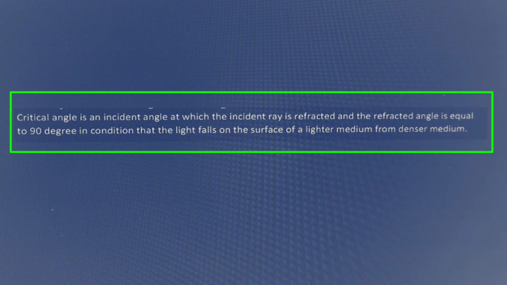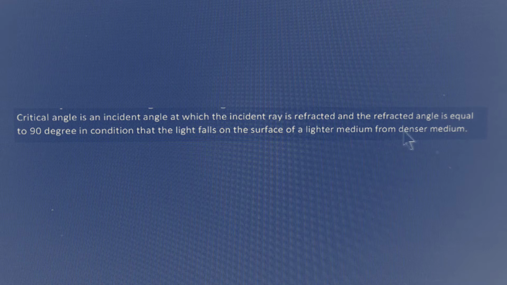What is critical angle? Critical angle is an incident angle at which the incident ray is refracted and the refracted angle is equal to 90 degrees, on the condition that the light falls on the surface of a lighter medium from a denser medium.